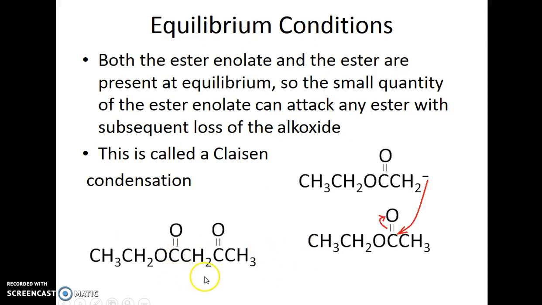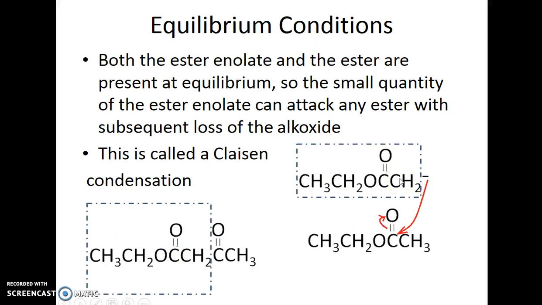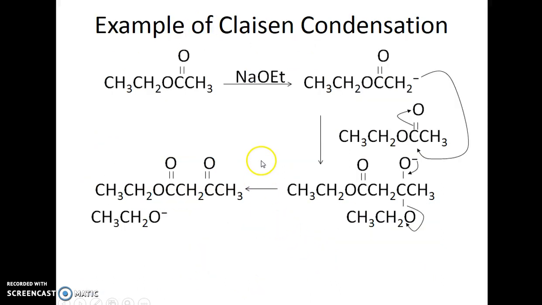Notice, where is this compound? This compound is right in there in the molecule. Well, what part of this compound is over here? That part is right here. And you see what was lost? The ethanol. And it puts it together into a dicarbonyl. Okay, this is a Claisen condensation.